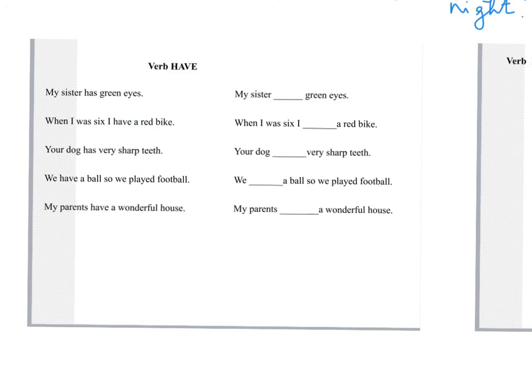Let's do some activities. So with the verb have, my sister has green eyes. It would be my sister had green eyes. This is a D. When I was 6, I have a red bike. This is not okay because I'm not 6. So I had in the past a red bike. This is a D again. Your dog has very sharp teeth. Afilados, dientes afilados. Your dog had very sharp teeth.